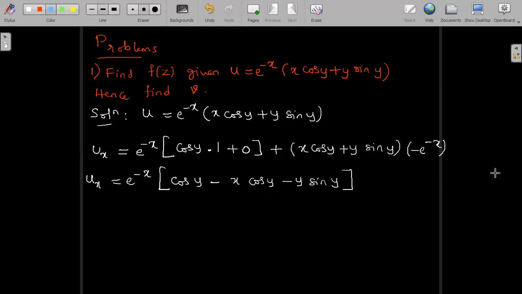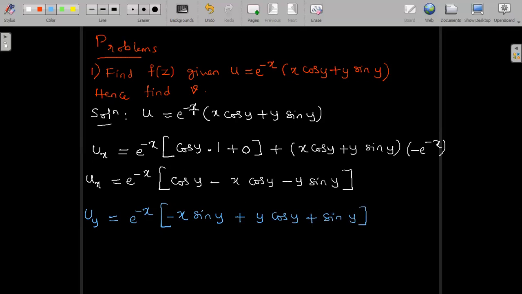Now similarly, let us find out uy. So let's find out uy, meaning partial differentiation with respect to y, considering the u term. So e power minus x is the outside term, which is a constant, writing down as it is. Now x is a constant as it is within the bracket. Differentiation of cos y is minus sin y. Now we have to apply the product rule for y sin y, which will be y into cos y plus sin y into 1.